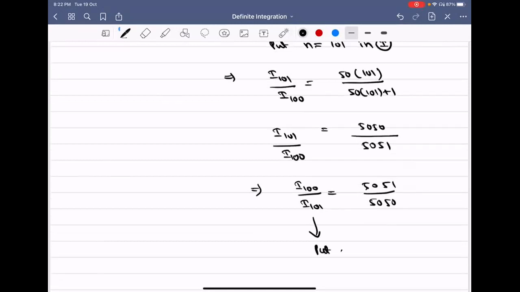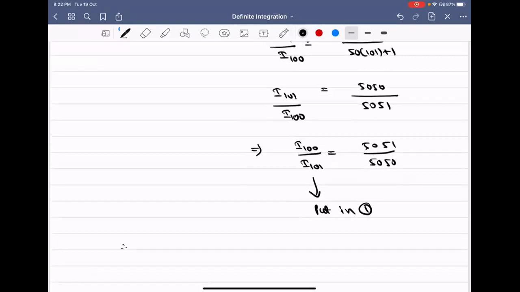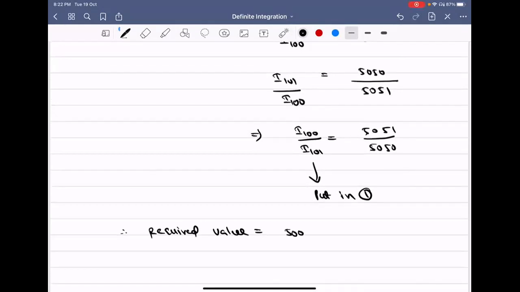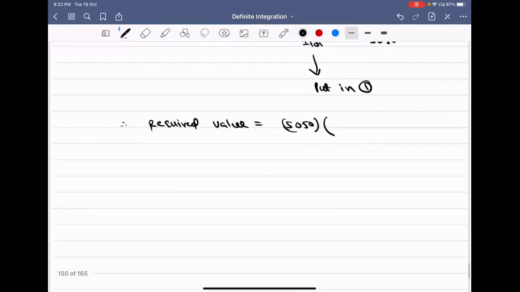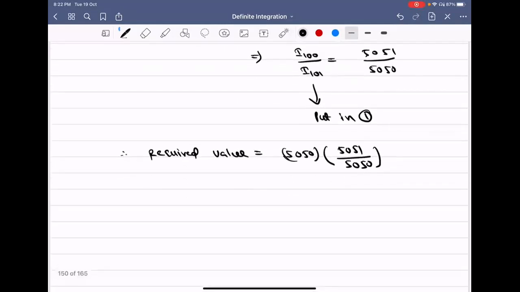Now put it in 1. The required value is 5050 into I 100 by I 101, that is nothing but 5050 into 5051 by 5050. So 5050 cancels. Therefore the final answer is 5051. This is the final answer.